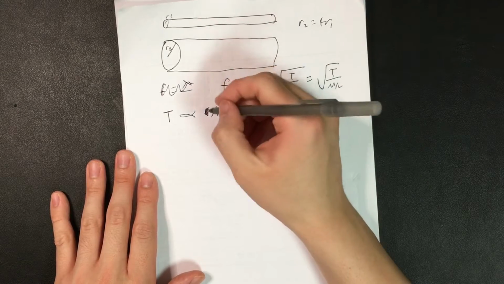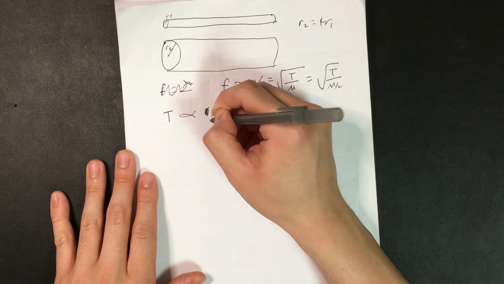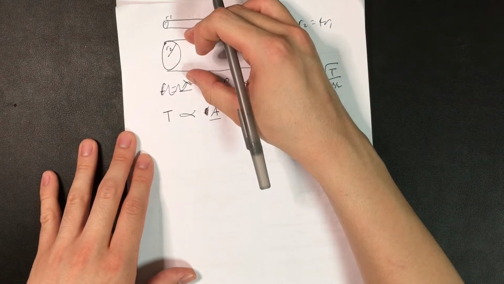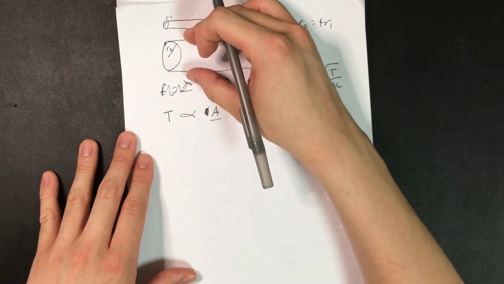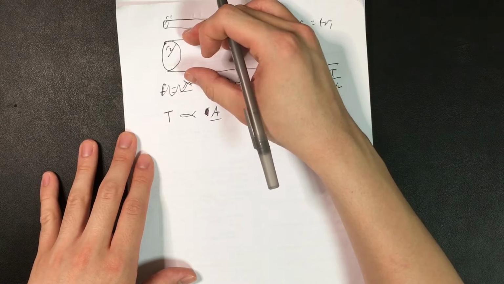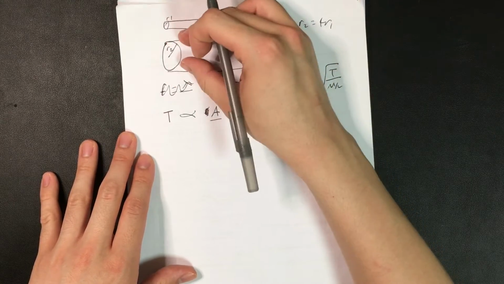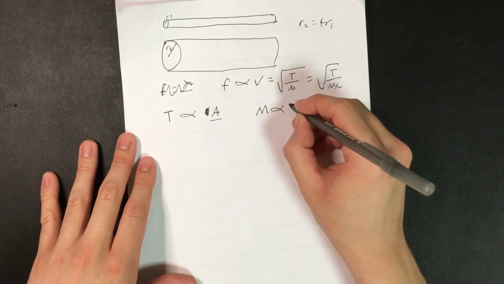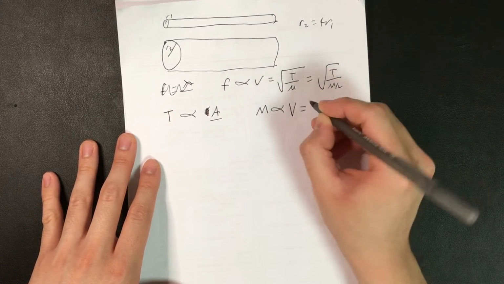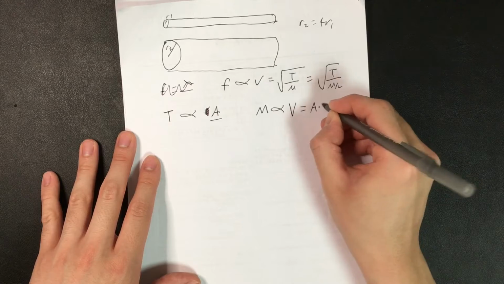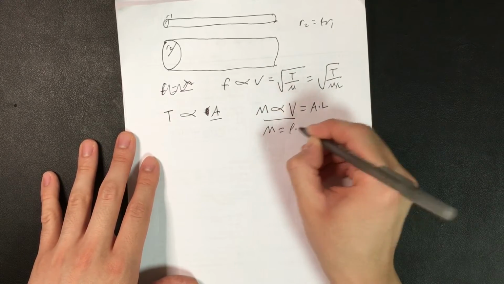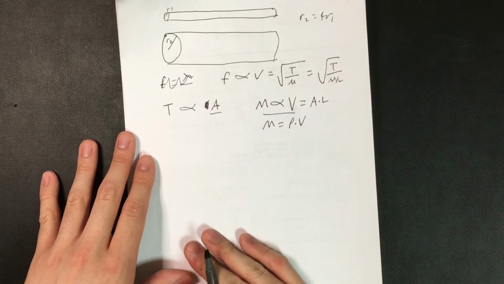Now, the force of tension is proportional to the cross-sectional area, because a thicker string is going to have a stronger tension, and the measure of thickness of a string would be the cross-sectional area. Mass is going to be proportional to the volume, in which volume of a string equals the cross-sectional area times length. This is because mass is simply the mass volume density times volume.